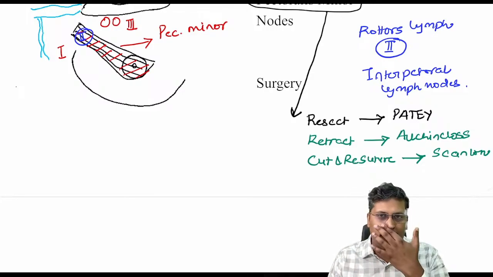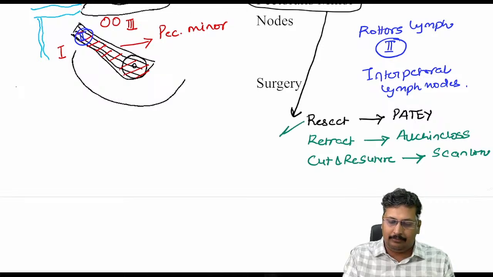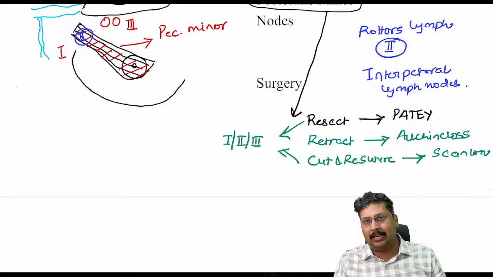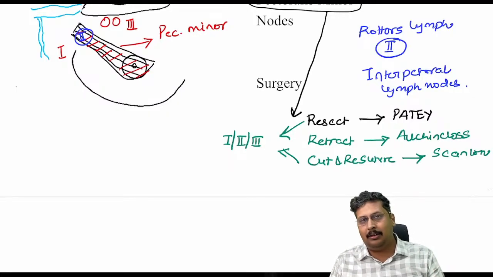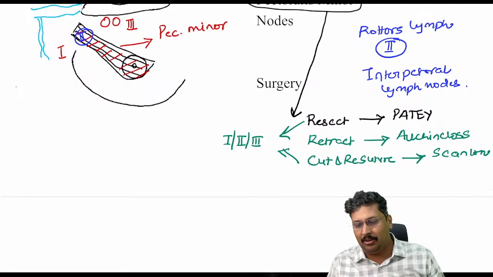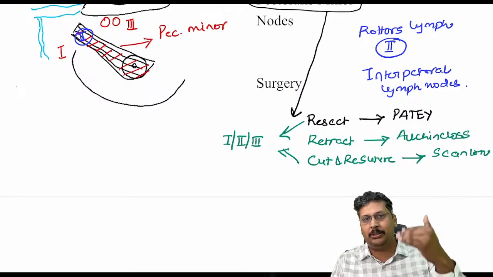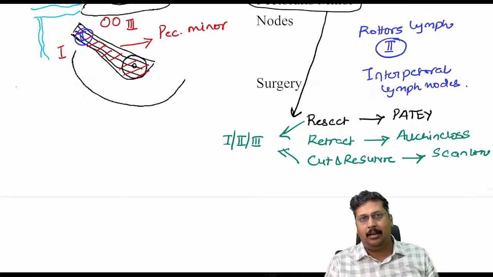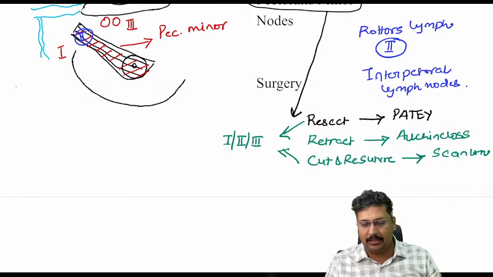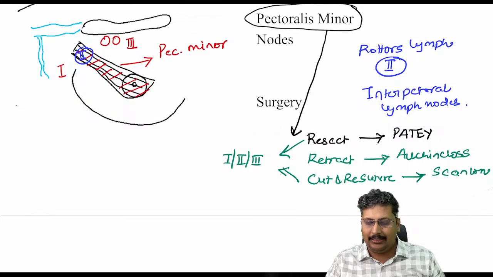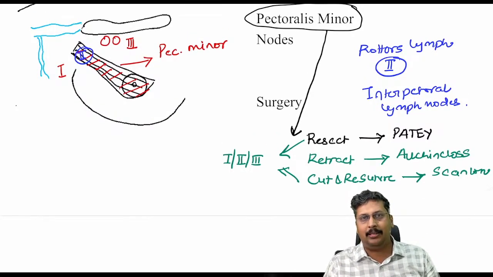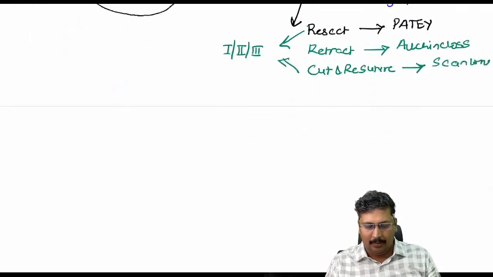So previously people used to say that in both Patey's as well as in Scanlon's, we can resect level 1, level 2 and level 3. But with cautious surgery, with extra care, we can even remove level 1, level 2, level 3 even with Auchincloss. So there are methods with which you can remove all the tissue which is above the pectoralis minor muscle along with the other lymph nodal stations while doing the surgery. So these are the three types of modified radical mastectomy based on how you deal with the pectoralis minor muscle.